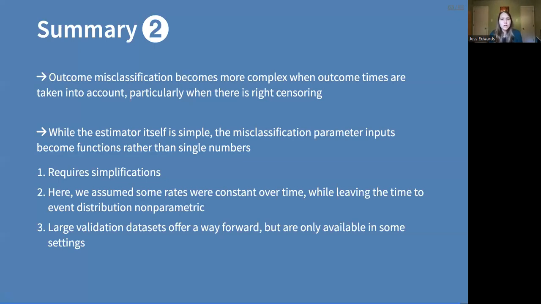If you have a large validation data set, it offers a way forward to be even more flexible. But these are only available in some settings. I can think of a few settings where EHR data might be available to validate the outcome times, or some other big data source. But small validation data sets here are problematic because they don't provide the resolution you need to get these functions over time.